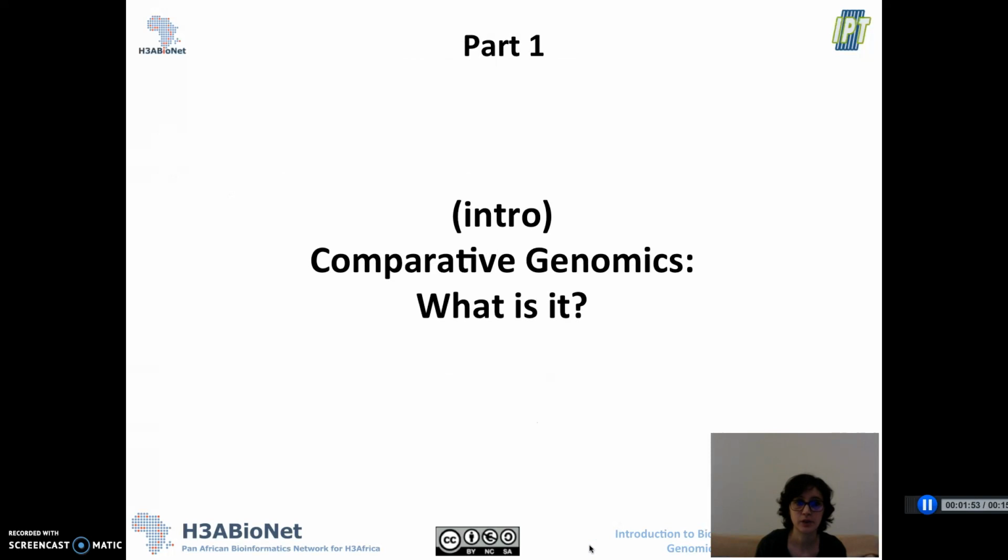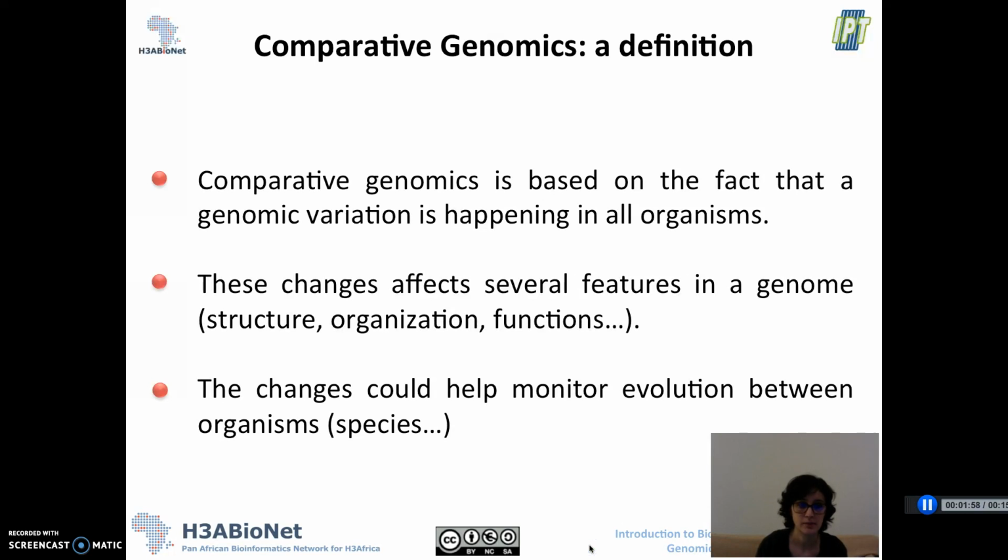So let's start with what is comparative genomics, a very basic introduction to the definitions related to comparative genomics. Comparative genomics is based on the fact that a certain level of genomic variation is happening in all organisms, and these changes would affect several features of that genome in terms of structure, of organization, of functions that are encoded in this genome, and monitoring these changes would help also to monitor the evolution between organisms.